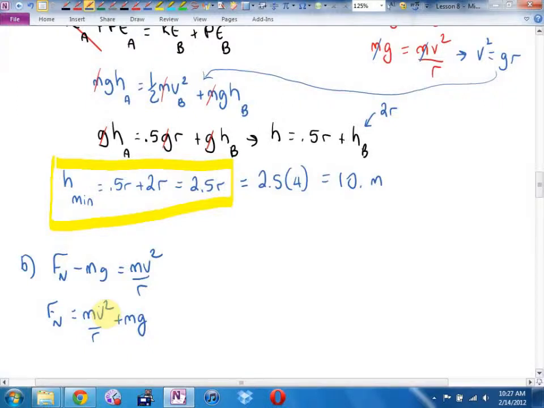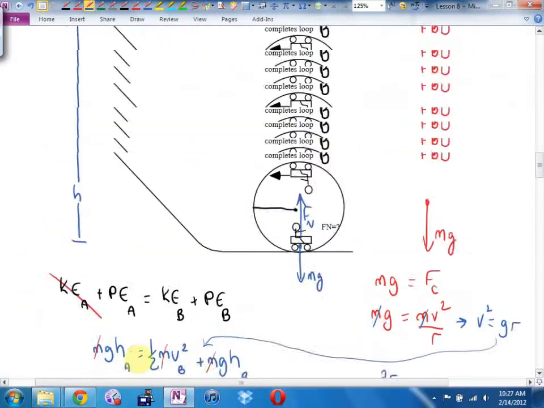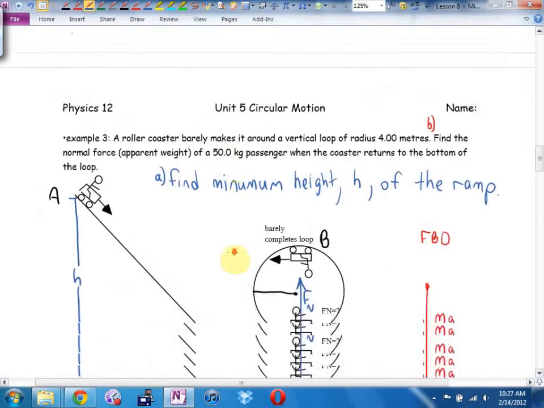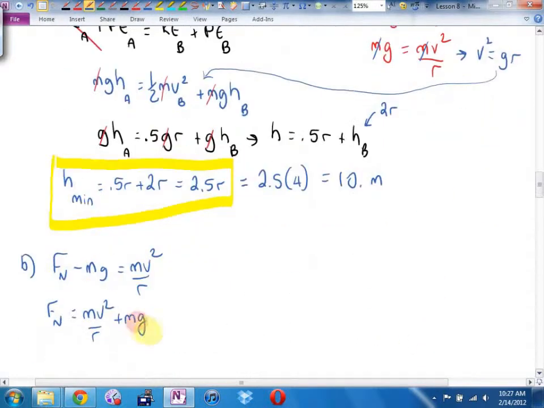Did they give me the mass? 50 kilograms. Do I know g? Yep. Do I know the radius? Yep. Do I know how fast I'm traveling at the bottom? Nope. Oh, but wait. So let's make a little note here. We need v.